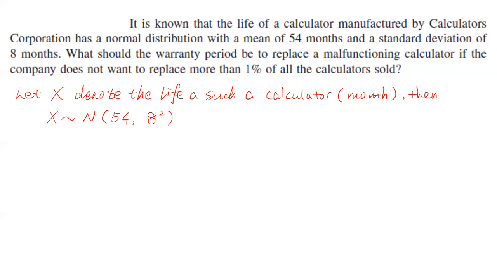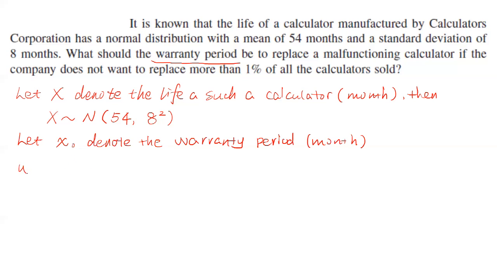Because it asks us to find a warranty period, right? So the warranty period is unknown. Then we need a letter to denote the warranty period. Let x0 denote the warranty period. The unit again is months. So actually we want the probability that any given calculator's lifespan is equal to or less than x0 to be equal to or less than 1%, right? Because we do not want to replace more than 1% of all the calculators.